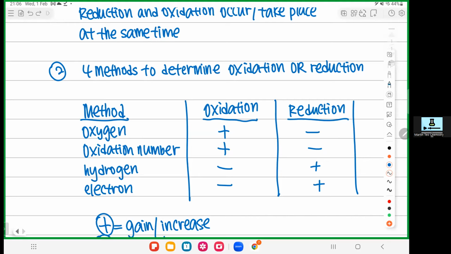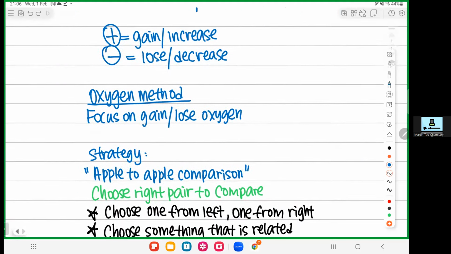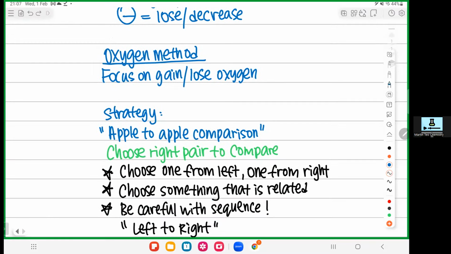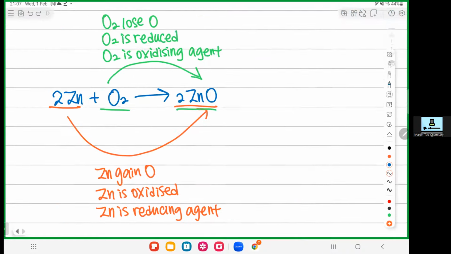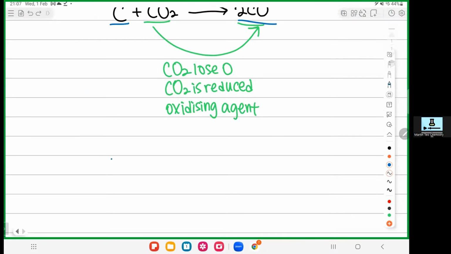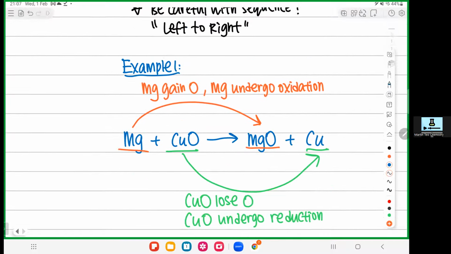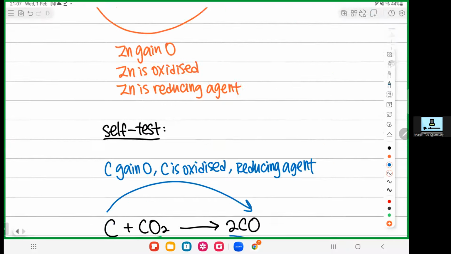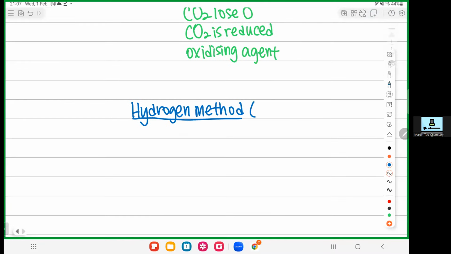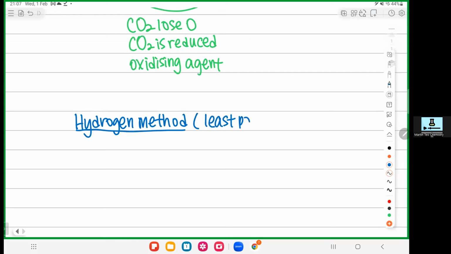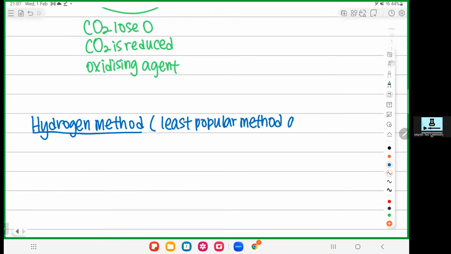Now let's go on with the hydrogen method. The hydrogen method is very, very rare in SPM. Not popular. But if you understand the oxygen method, you shouldn't have a big issue with the hydrogen method. For the hydrogen method, you follow exactly what the oxygen method does. You just need to focus now on hydrogen. The hydrogen method is the least popular among the 4 methods. So we have 4 methods, and the least popular one is the hydrogen method.